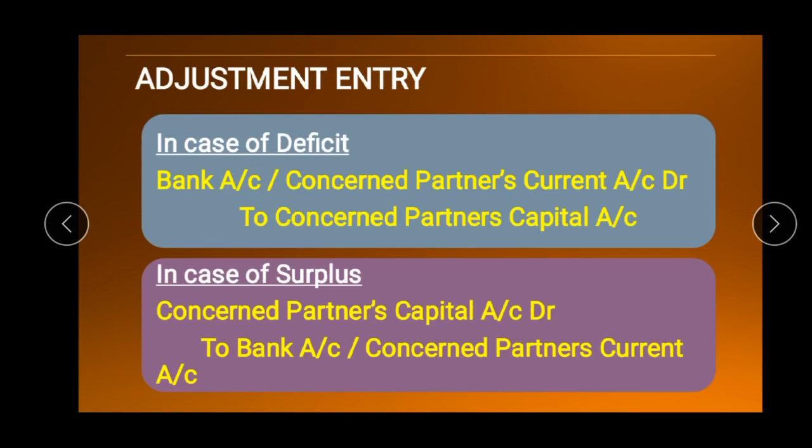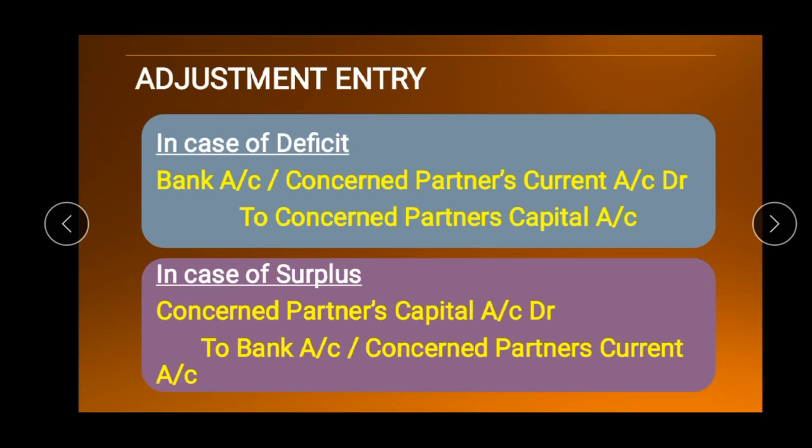If the partner brings in cash or makes payment through cheque, then the bank account should be debited. But if he doesn't bring cash or make payment through cheque, then his current account should be debited to the concerned partner's capital account, because his capital increases. So that is why his capital account is credited here.